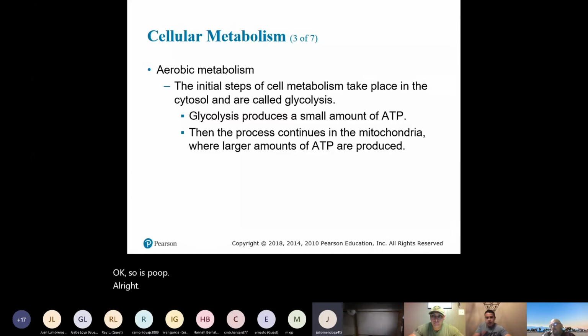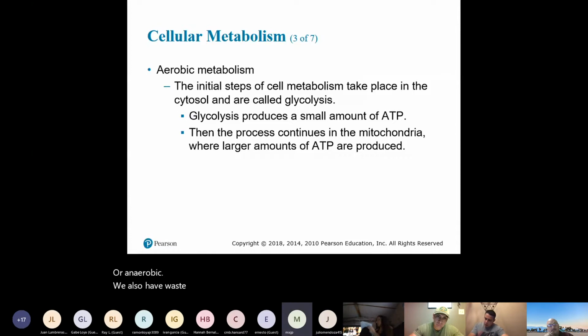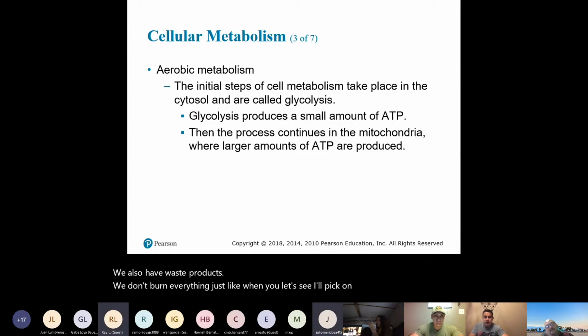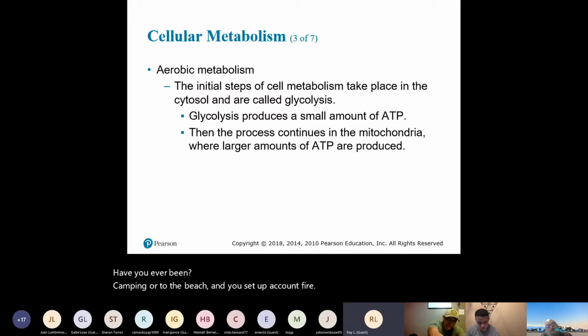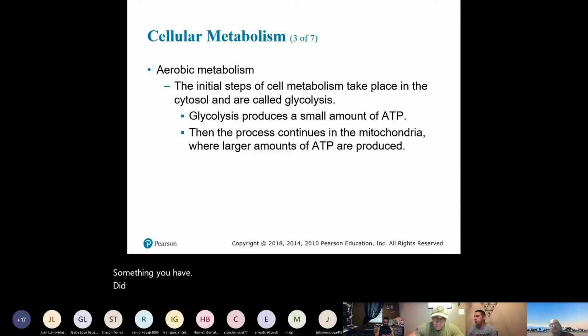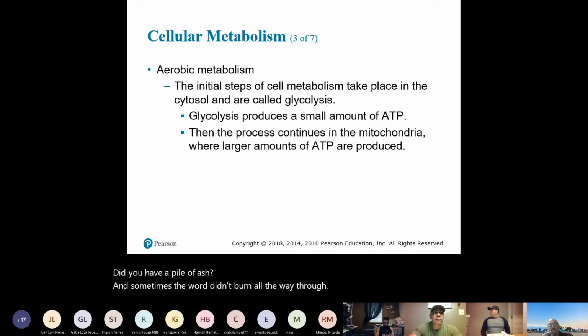All right, so now, in metabolism, either aerobic or anaerobic, we also have waste products. We don't burn everything. Paula, have you ever been camping or to the beach and set up a campfire? Did that wood fully burn and leave nothing? Didn't you have a pile of ash? And sometimes the wood didn't burn all the way through. It was waste product. Not everything was used up.